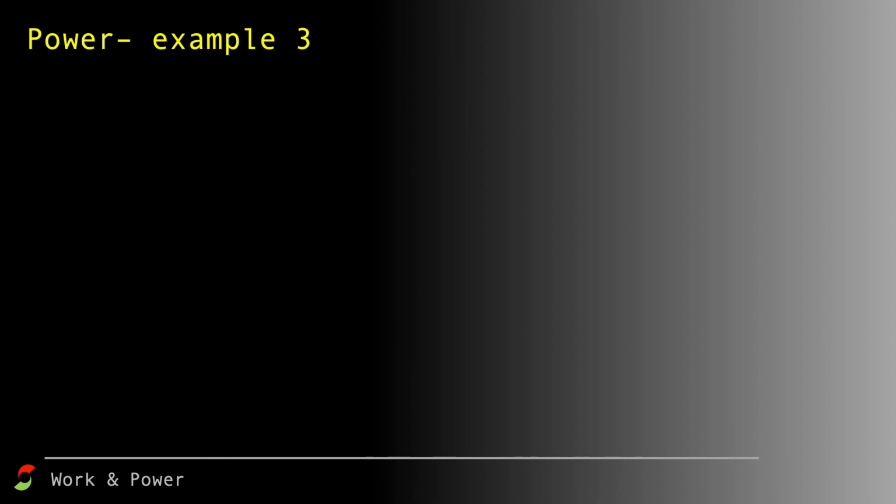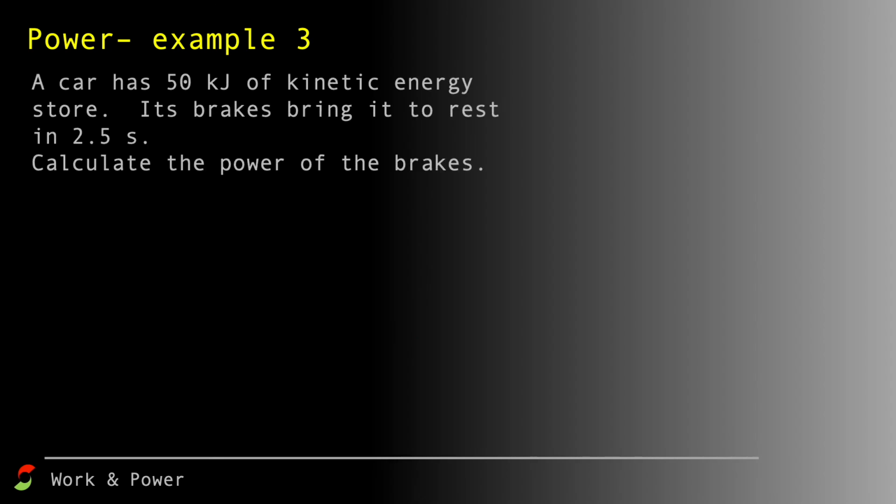Right, third example then. So here we've got a car, it's got 50 kilojoules of kinetic energy store, and it's going to brake and come to rest in 2.5 seconds. And we're going to calculate the power of the brakes. Now, in this one, we don't have a force, we don't have a distance, but clearly we need to have some sort of work. So we need to remember this, that work is done when energy changes forms, or if you prefer, changes from one store to another.